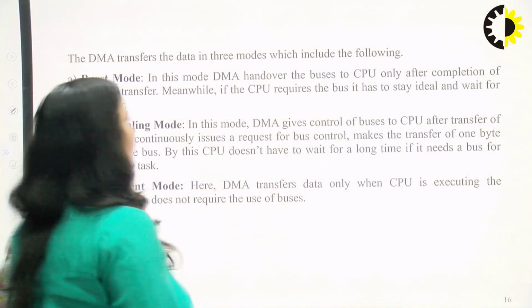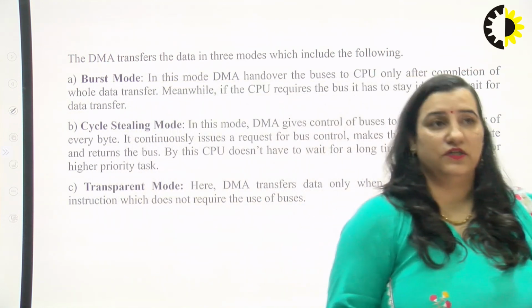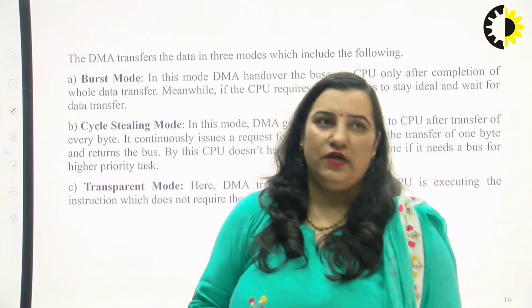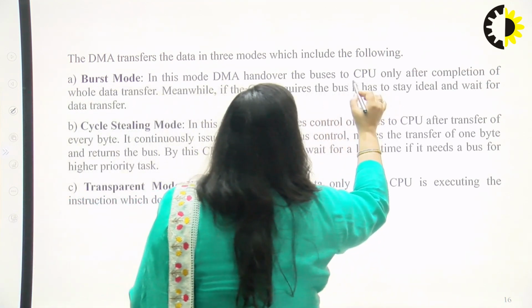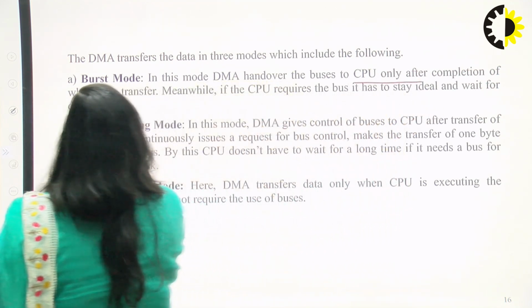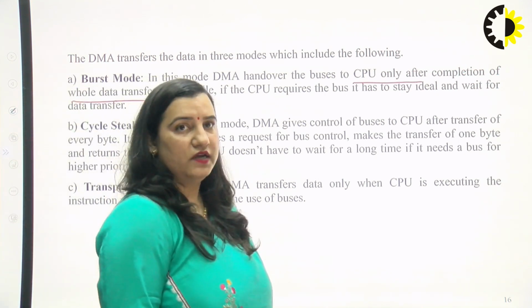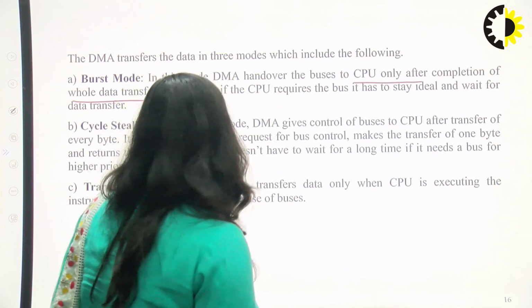Now the DMA transfers the data in 3 modes, which include burst mode, cycle stealing mode, and transfer mode. So in burst mode, the DMA hands over the buses to the CPU only after the completion of the whole data transfer. Meanwhile, if the CPU requires the bus, it has to stay idle or wait for the data transfer.